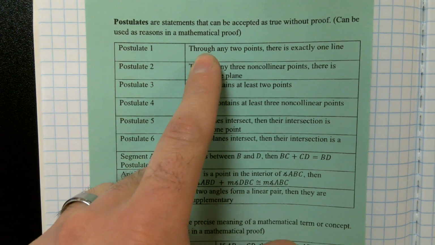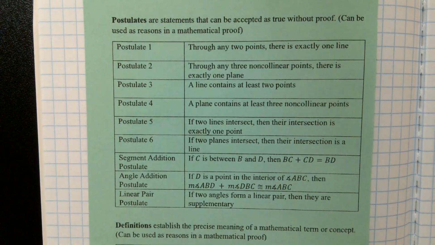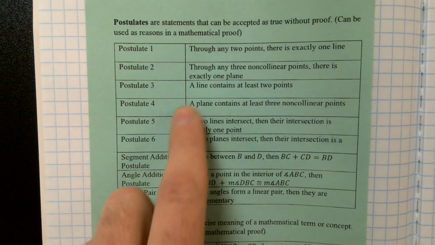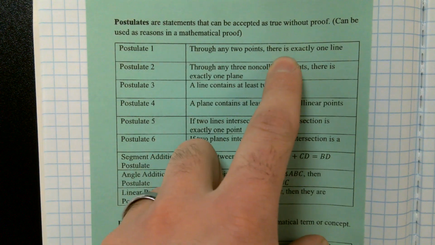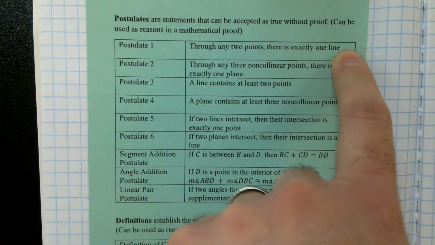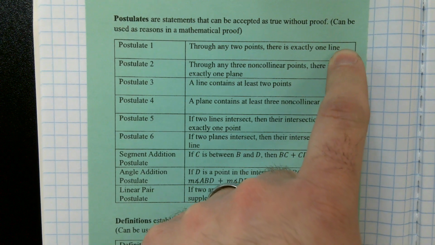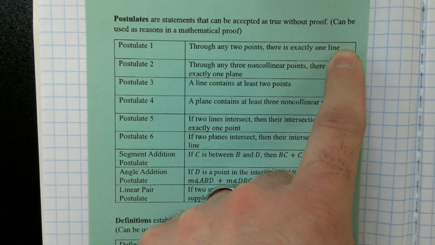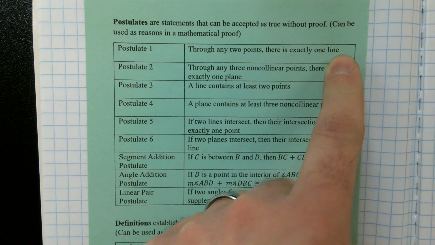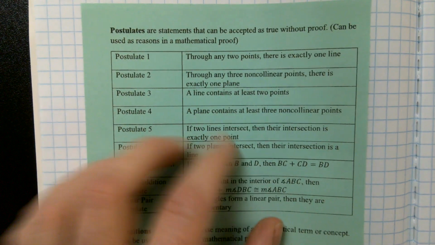Alex, take us away. Through any 2 points, there is exactly 1 line. Perfect. Through any 2 points, there is exactly 1 line. Give me a thumbs up if you agree with that. Ava agrees. Melanie agrees. Abigail, Arisha agrees. Okay, that's just the definition of a line, right?